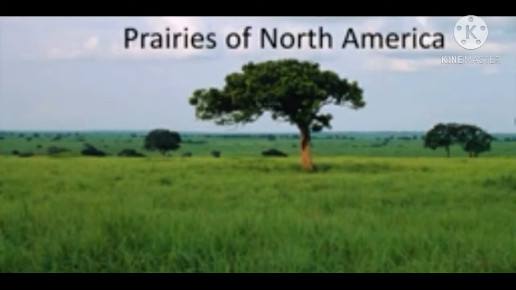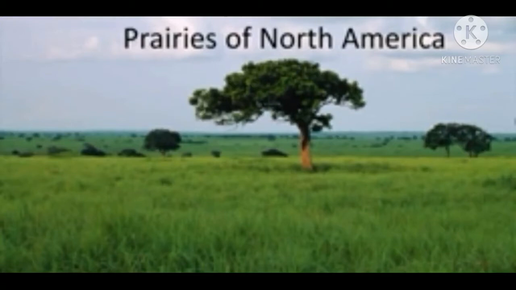So now the question arises, what is the meaning of grasslands? Grasslands can be described as large plains of grass. Most grasslands are located in the temperate zone. These grasslands are called prairies. Prairies in the French language refer to grasslands.